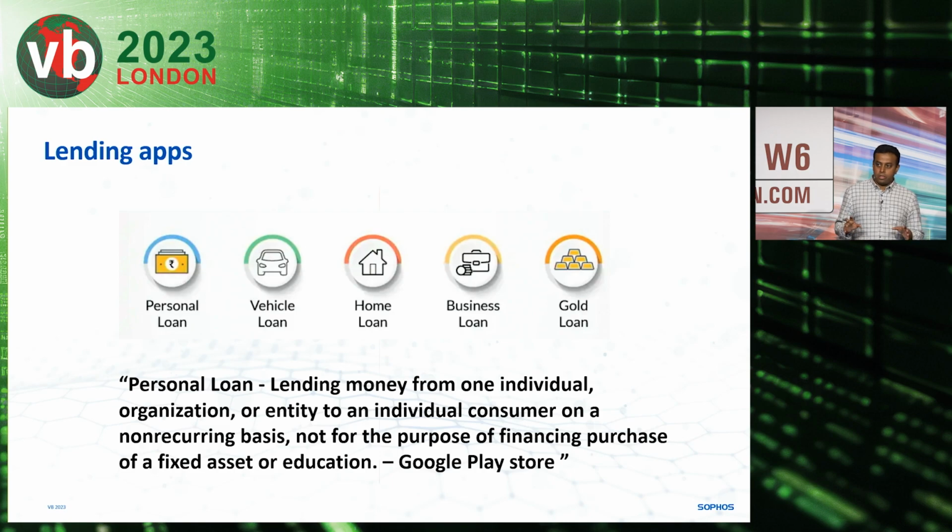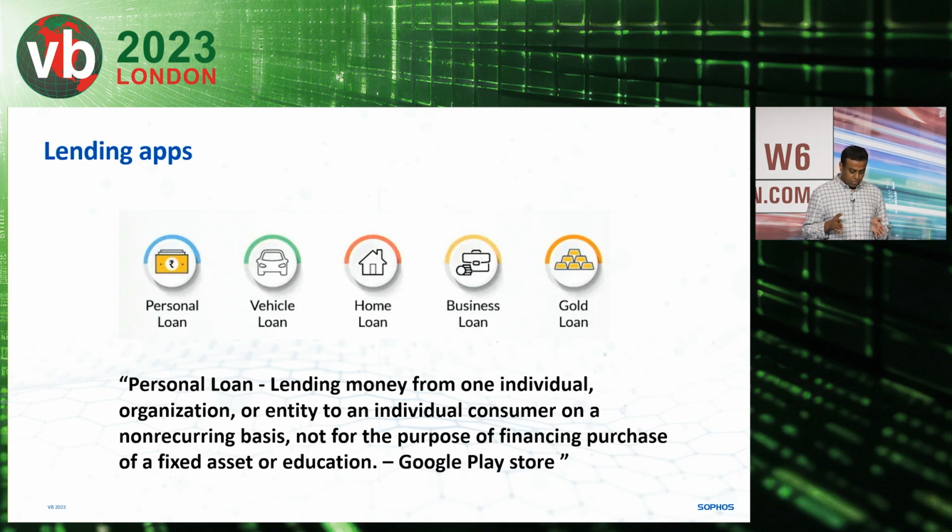When it comes to lending, if you go to the app stores, there are different types of lending. There are vehicle loans, home loans, business loans. If you come from developing countries, you know that gold is considered a really great asset. Even if you're from a really poor background, people save money and buy gold because it's a great asset. There are loans which are based on that.